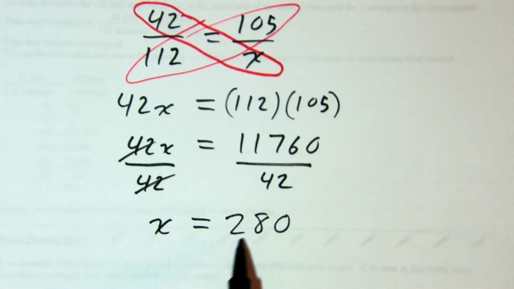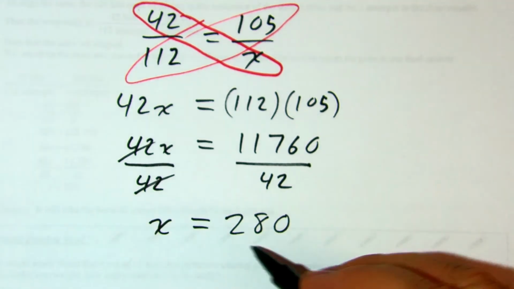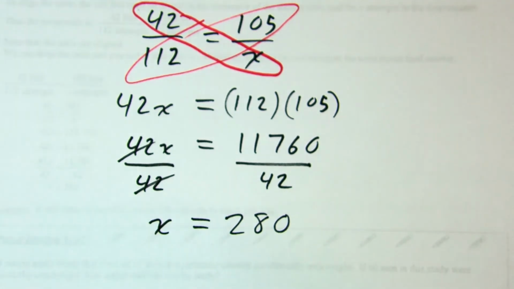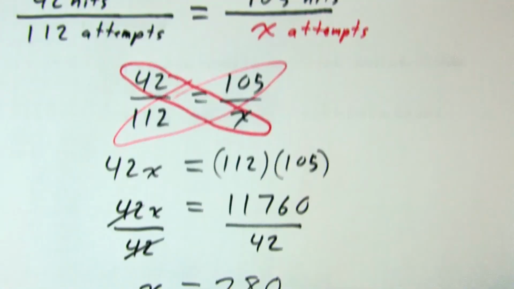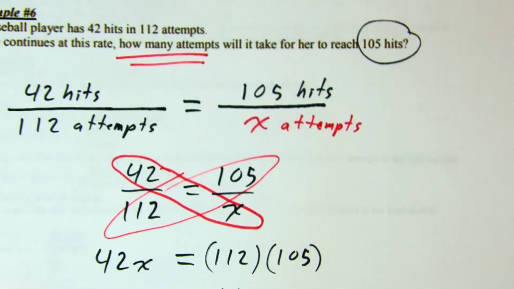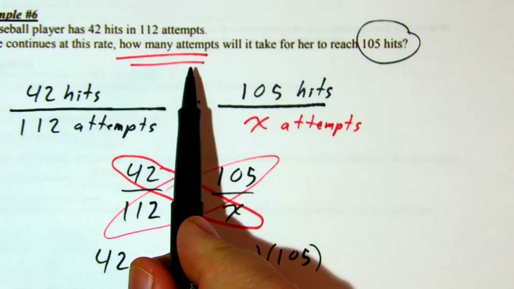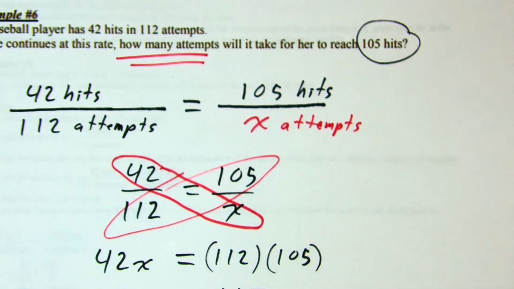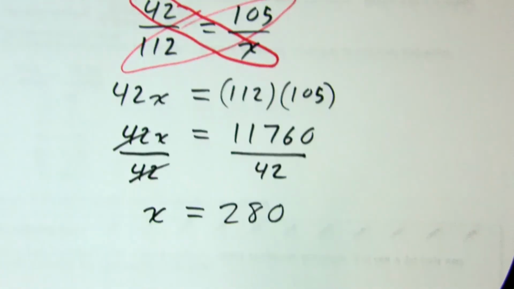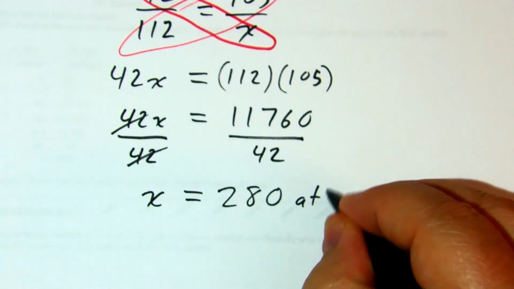The 280 is perfect, but what mistake am I on the verge of making if I move on to question 7? The units. I have to say 280 what? And there's different ways of figuring this out. If I go back and reread my problem, I'll figure it out. I was looking for attempts, right? If I go back where I wrote it originally, that also tells me that this was attempts. And so I can say this was attempts.